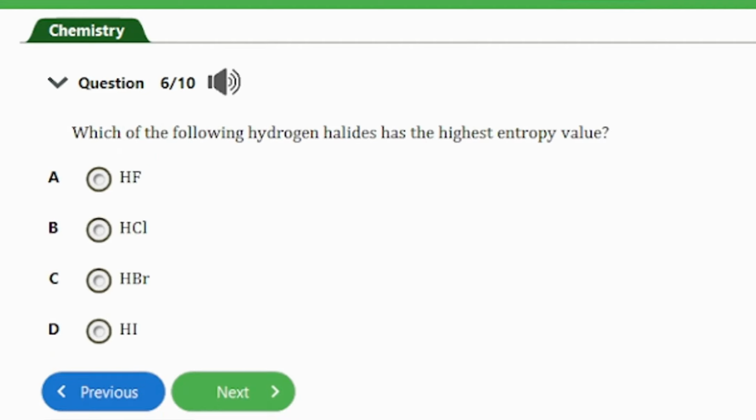That's question number 6. It says here, which of the following hydrogen halides has the highest entropy value? A. Hydrogen fluoride, B. Hydrogen chloride, C. Hydrogen bromide, D. Hydrogen iodide. The answer to this question will be option A. Hydrogen fluoride has the highest entropy value because density increases down the group for the halides. So that will be the answer to this question, option A.